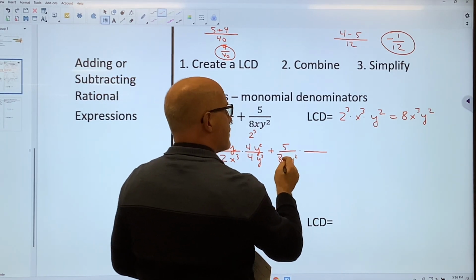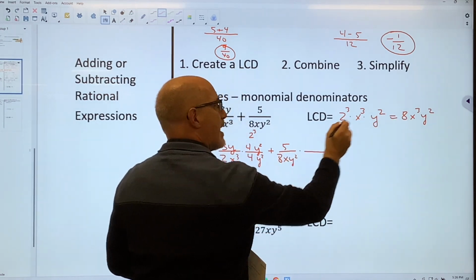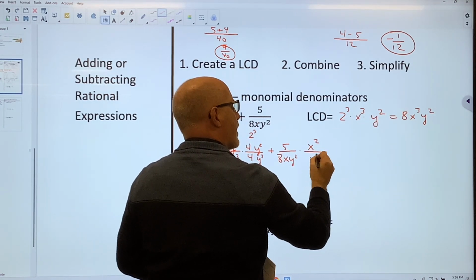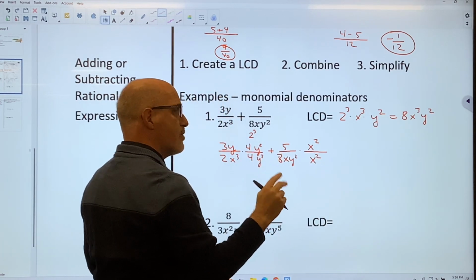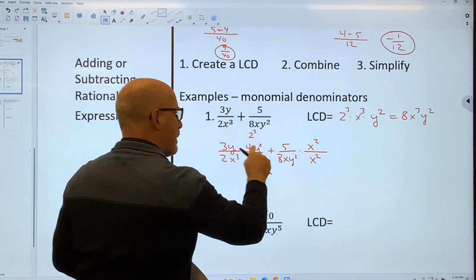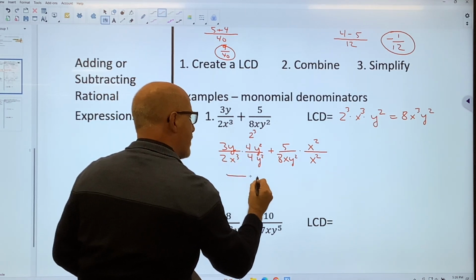Go ahead and on this one, we have the 8, we have 1x, we need 3 x's, so I'm going to multiply by x squared over x squared, 2 more factors. I've got the y squared, so I don't have to multiply that. Multiply the numerators, leave the denominator alone.